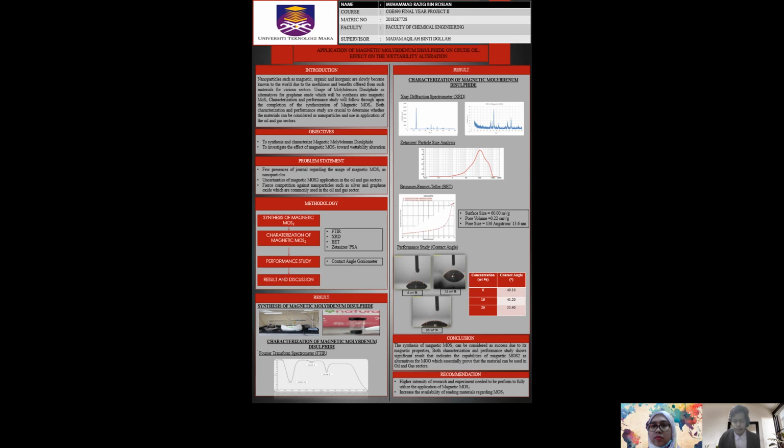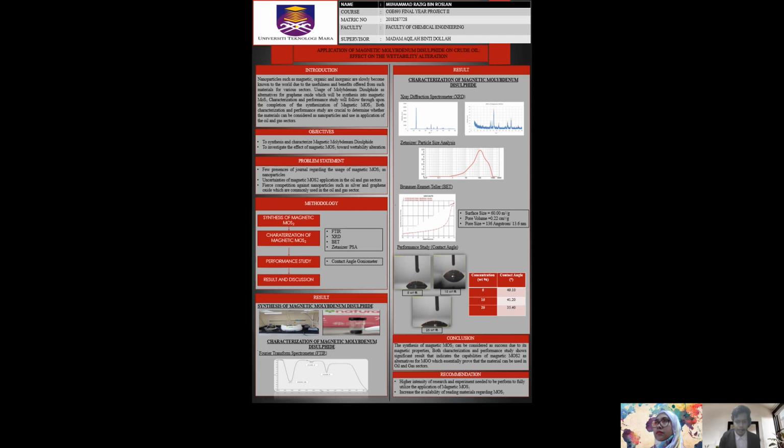From the previous journals or studies, it shows that nanoparticles are commonly used in drilling application, enhanced oil recovery application, and also high pressure, high temperature drillings. The presence of nanoparticles improves the process by acting as an alternative for the usual substances. So in my project, I will synthesize magnetic molybdenum sulfide using the bulk powder, which is molybdenum sulfide itself.